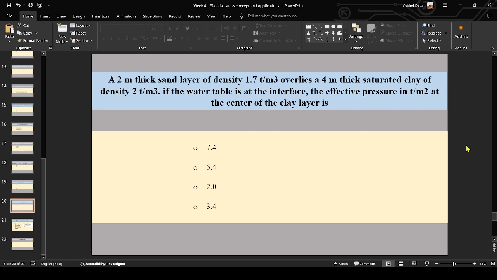We are asked to find out the effective pressure in ton per meter square at the center, the mid region, of the clay layer. All the options are in ton per meter square. The options are 7.4, 5.4, 2.0 or 3.4.